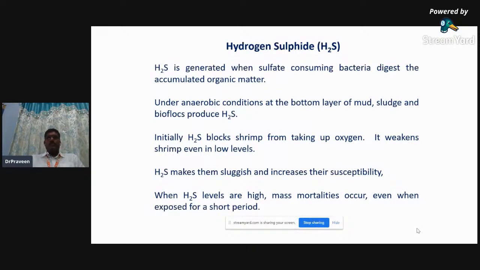Initially, H2S blocks the shrimp from taking up oxygen, and it weakens the shrimp even at low levels. H2S gas makes the animal sluggish and more susceptible. It increases the susceptibility to disease also. And when H2S levels are very high, mass mortalities may occur. This is a common problem in most of the farms because of this H2S gas. Most farmers end up harvesting suddenly.